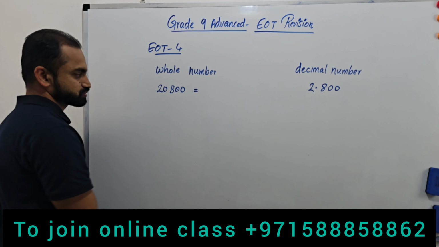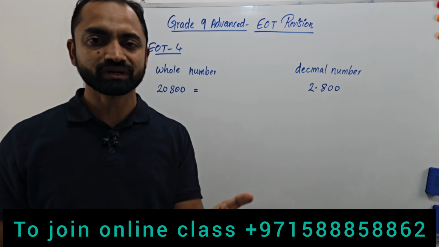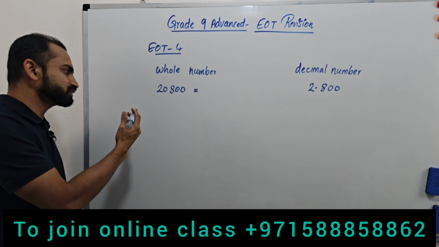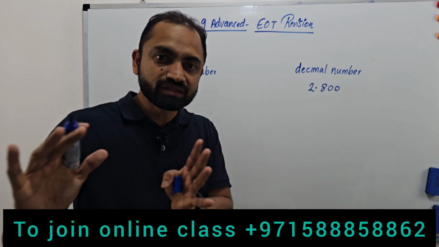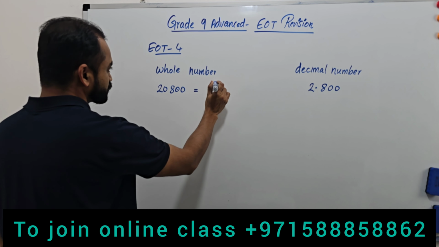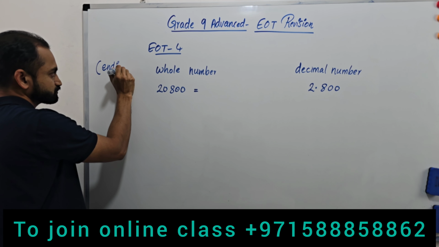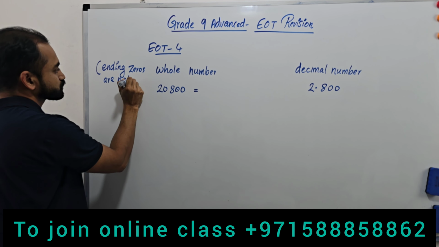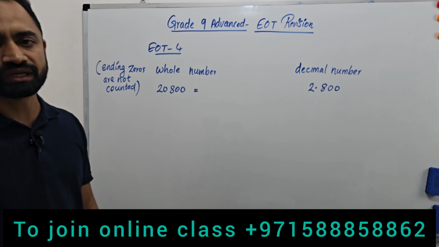These last zeros are not counted. If the given number is a whole number, last zeros are not counted as significant figures. All other digits including zeros are counted as significant figures. The ending zeros are not counted as significant figures. So in a whole number, ending zeros are not counted. All other digits are counted as significant figures.